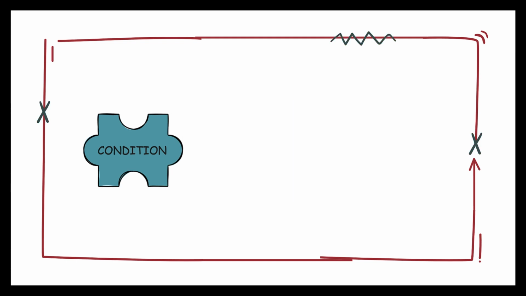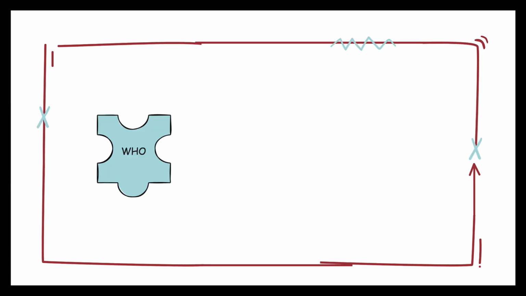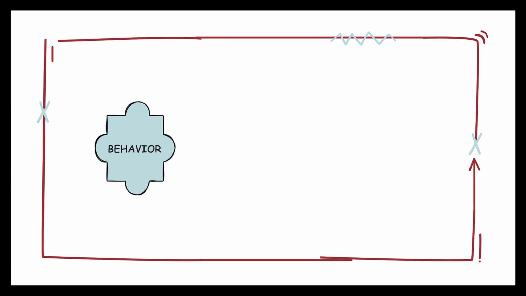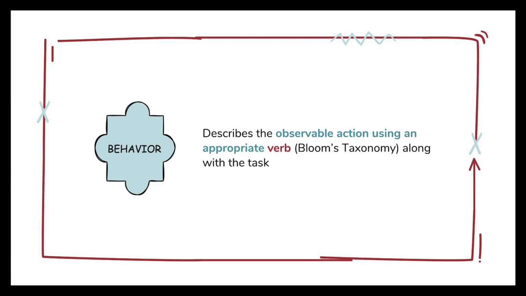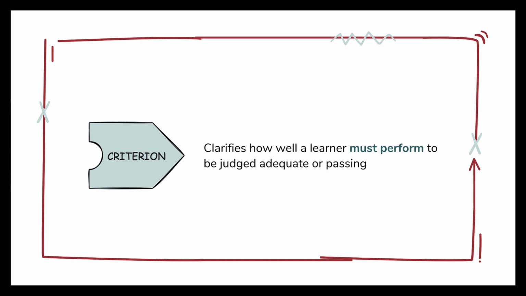Let's start with the condition. The first part of the objective is student-centered and describes the conditions under which the learner will be expected to perform in the evaluation situation. Next up is the who. Who will be completing the learning experience? Now it's time to add the behavior that you wish to measure. It describes the observable action using appropriate verbs, Bloom's taxonomy, along with the task. And last but not least, we add the criterion, which clarifies how well a learner must perform to be judged adequate or passing.